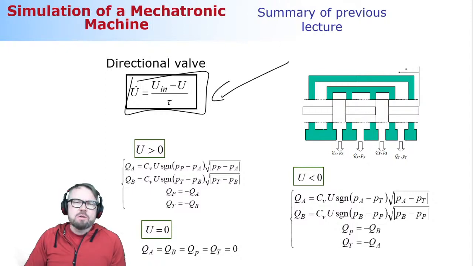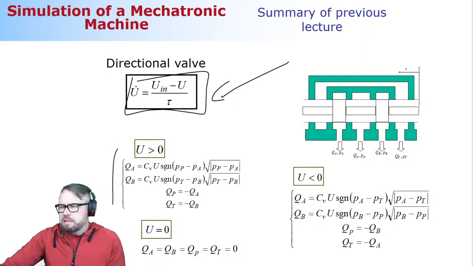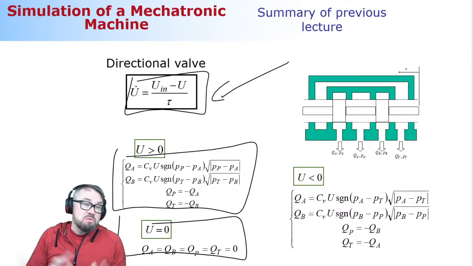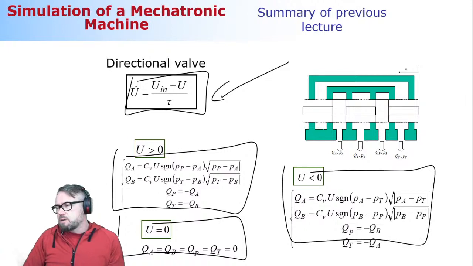And now, depending on the spool position, we have three different scenarios. If it is in the positive direction, then these are the flows: it connects the ports P and A, and tank and B. If it is in the middle position, then we assume that there is no flow rate whatsoever. And if it is negative, then it is assumed that A is connected to tank and B is connected to pump. So that's how it goes.